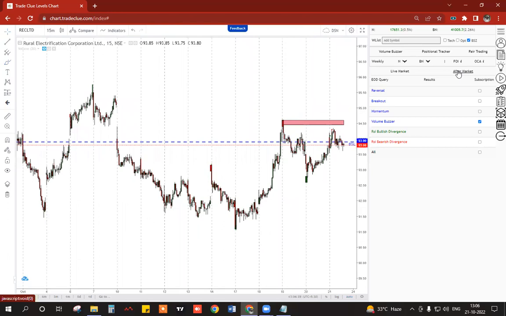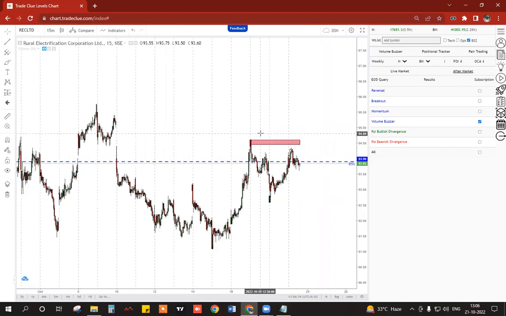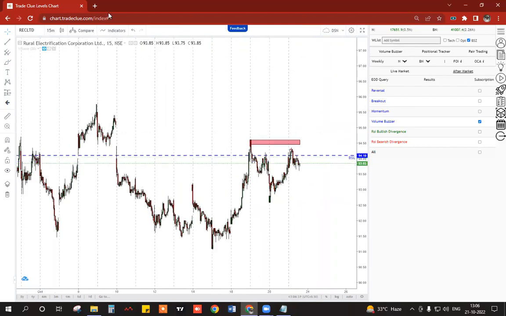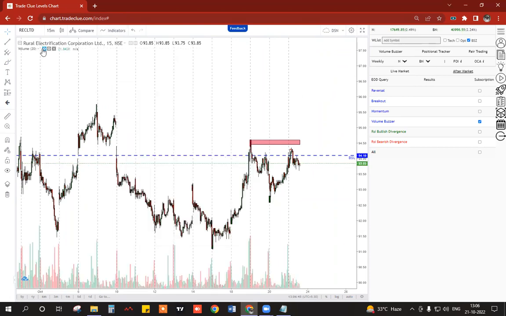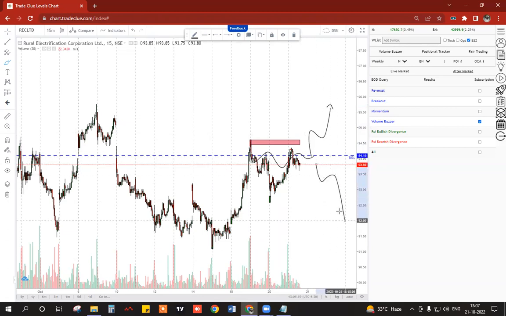First of all, you need to understand what a volume buzzer is. Volume buzzers are stocks which have a volume spike, and there is an indicator called volume, which I've already placed on my screen. Whenever there is a volume spike in a particular stock, there will be a movement either on the upside or the downside throughout the day. Or even if it remains sideways for a couple of days, it can give a good breakout or breakdown structure. That's how volume buzzer scanner stocks help us.